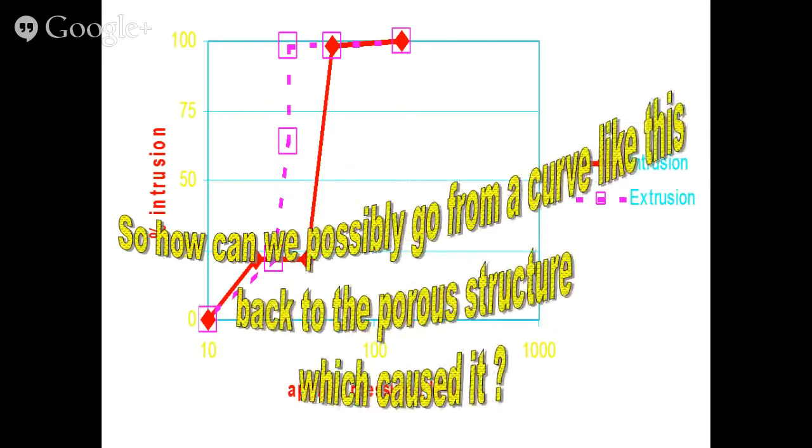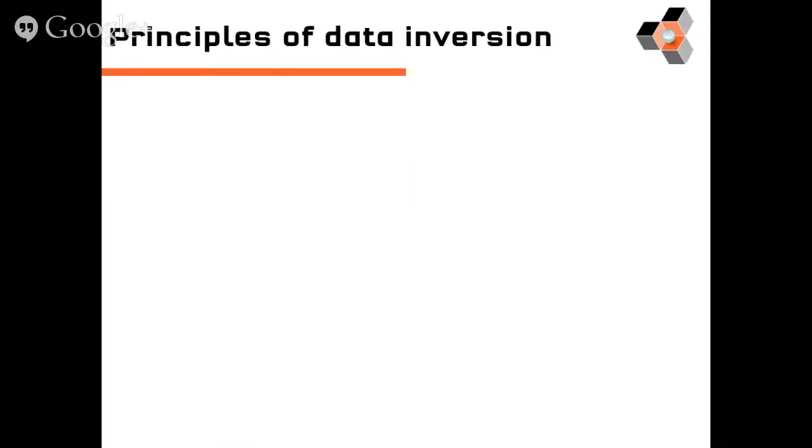Okay, so the question now is, how can we possibly go from a curve like this back to the pore structure which caused it? And so this is the big question. For this, we need some data inversion. We need to go back from what we observe to the fundamental physical process that caused it. So on the next slide, we see the principles of the data inversion in this case.